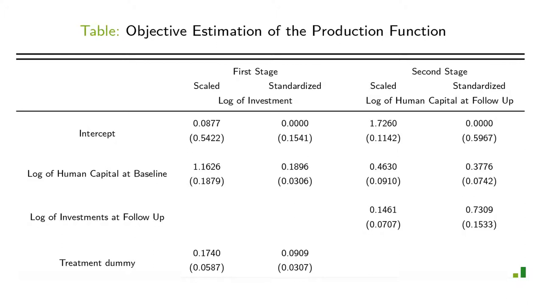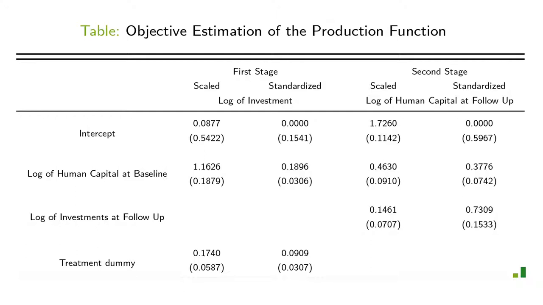And the second stage is log of H1 is the dependent variable, log of H0 and log of X as the independent variables. And what you get is if you double human capital at baseline, human capital at follow-up one should increase by about 38%. If you double investment, human capital should increase by about 74% of a standard deviation. That's 73% of a standard deviation. Those are the figures that we're getting from the Colombia data.